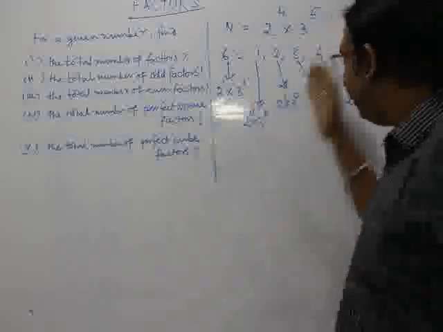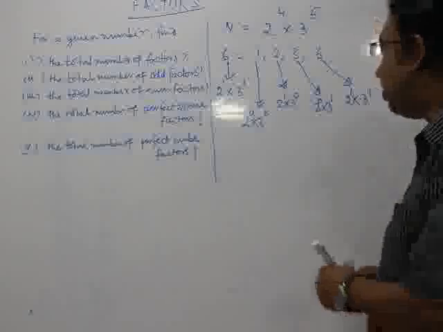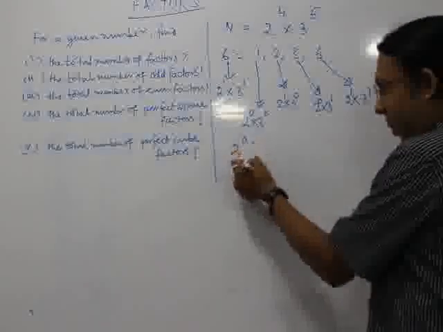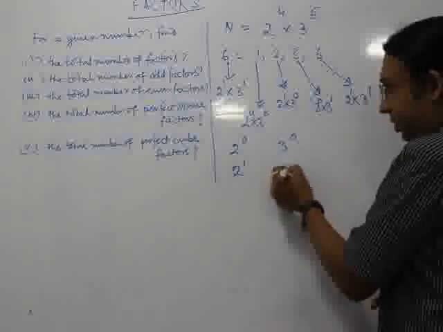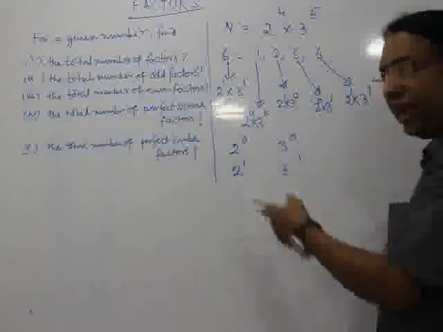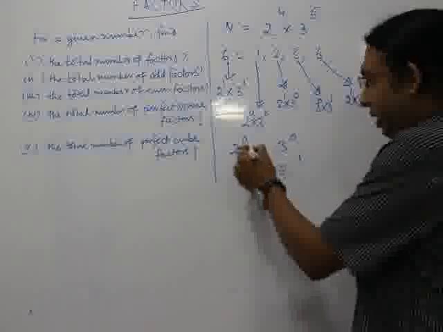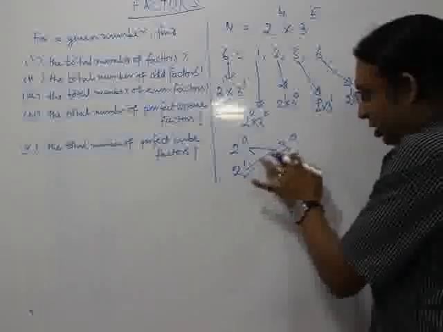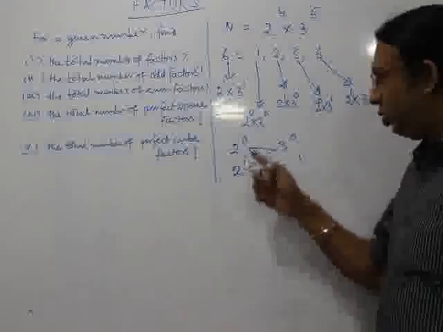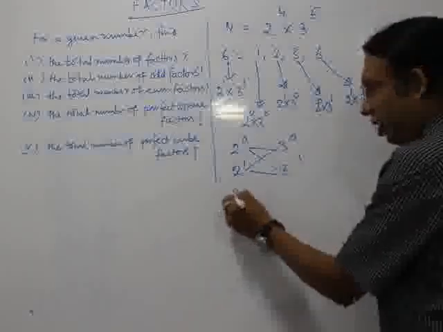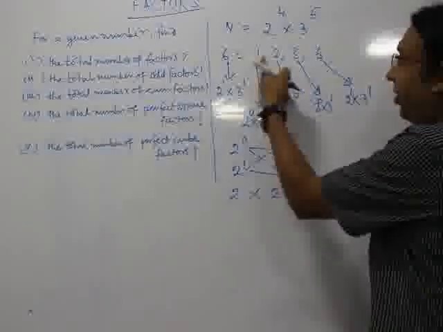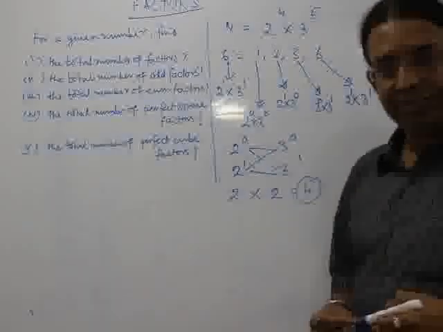So what happens if I again come back to this number? So I have got 2 different powers of 2 and 2 different powers of 3. In how many ways can I combine them? I can combine them in 2 and 2, that is 4 ways. So the total number of ways is 2 into 2, which is 4. 4 is the total number of factors of 6.